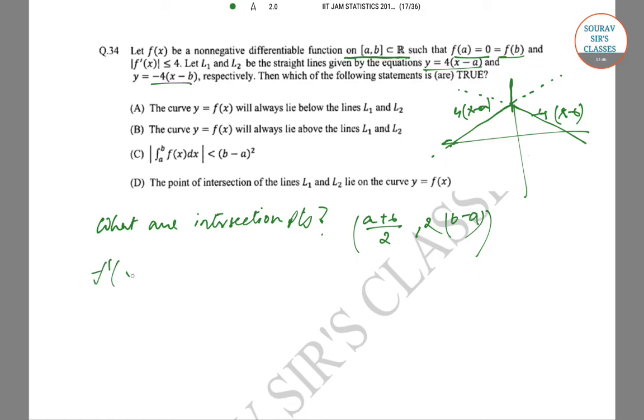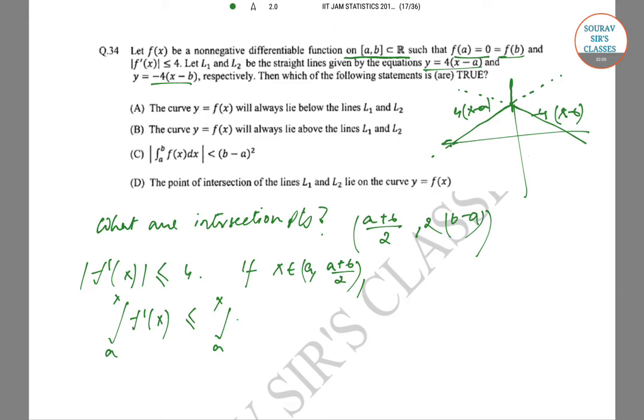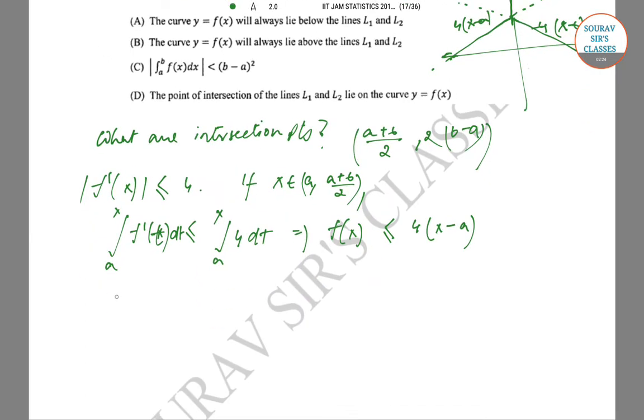Now f'(x) is less than or equal to 4. Suppose x belongs to [a, (a + b)/2]. The integral from a to x of f'(t) dt is less than or equal to the integral from a to x of 4 dt, which implies f(x) is less than or equal to 4 times (x - a), just because f(a) is equal to 0. This follows by the fundamental theorem of calculus.